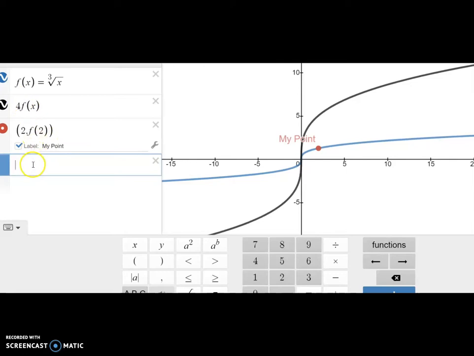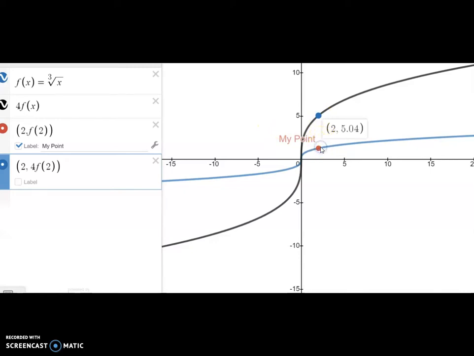All right. Let's do the next one. No, sorry, the next one was 4f of x. 4f of 2. Yeah, take a look. Now we have an actual point. And so this can be useful. You can do a table of values. You can do whatever. We can label this that point.